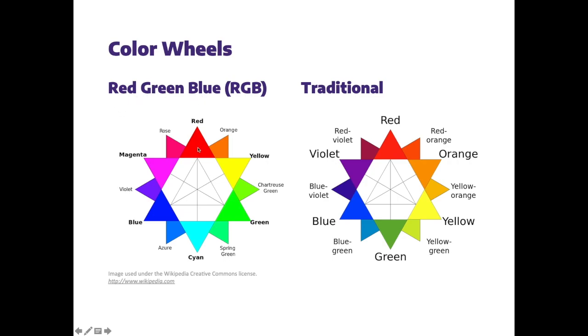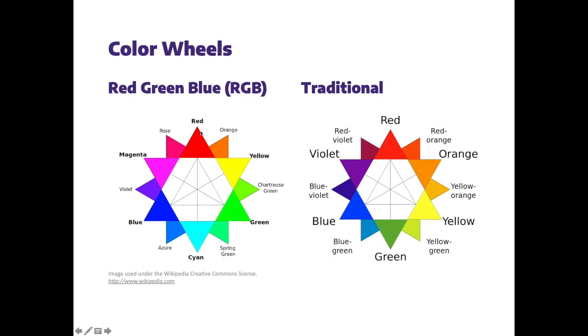So if I take red light and I shine blue light at the same space, I actually get magenta, not violet. And that's because they have an additive effect in these kind of color wheels. So you're not taking away light like you would in the other options. You're actually combining them together and adding them. So red and green also make yellow, and green and blue make cyan.